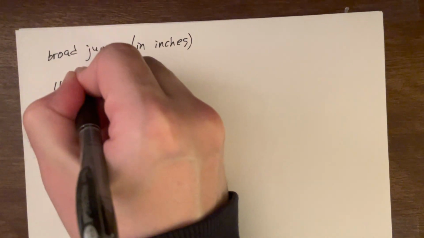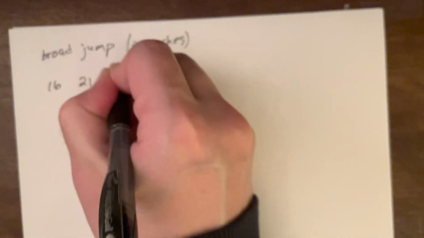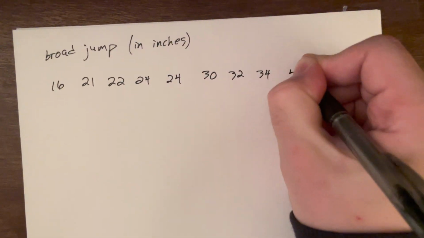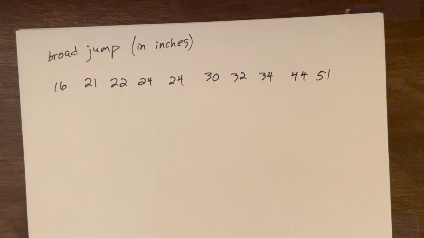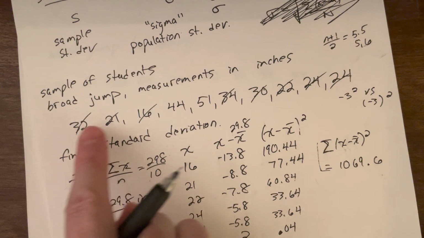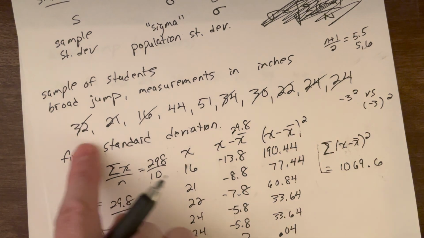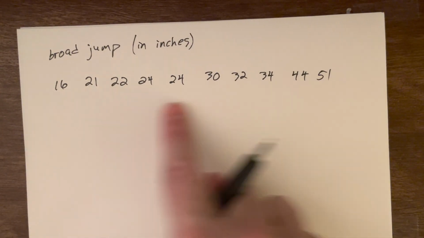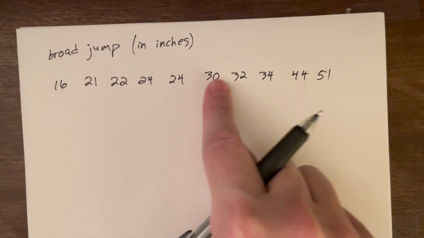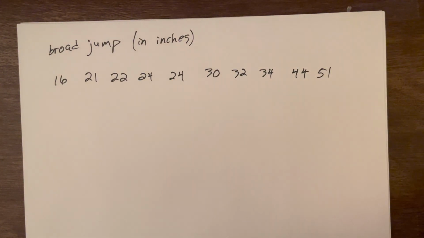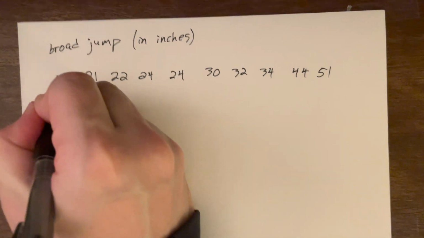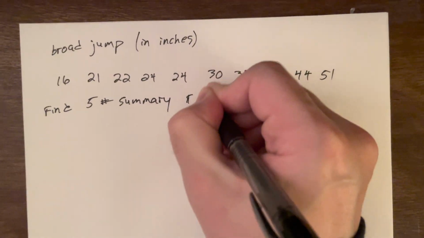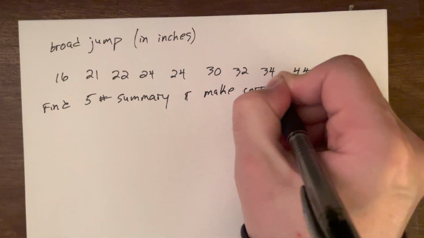So putting them in order: 16, 21, 22, 24, 24, 30, 32, 34, 44, 51. We had 10 students. Again, just to remind you, this came from 4.2: 1, 2, 3, 4, 5, 6, 7, 8, 9, 10. There they were originally. I put them in order going down here, and I just took that same order and put them across. 1, 2, 3, 4, 5, 6, 7, 8, 9, 10. So with this setup, let's find the 5-number summary and make the corresponding box plot.